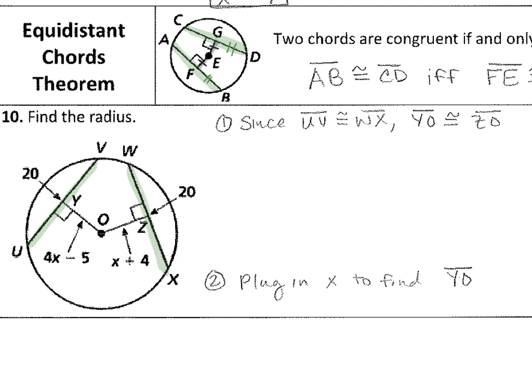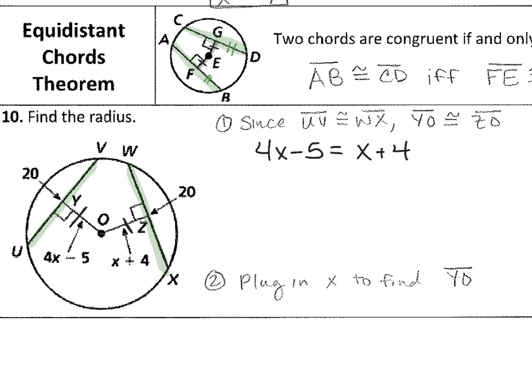since they are both equal to 20, you see how they're both pointed out to be 20, we know that they are congruent, which forces me to know that these little perpendicular bisectors are also congruent. So I can put the tick marks on those. Which means that I can put 4x minus 5 equal to x plus 4.